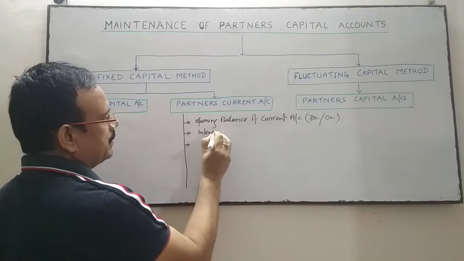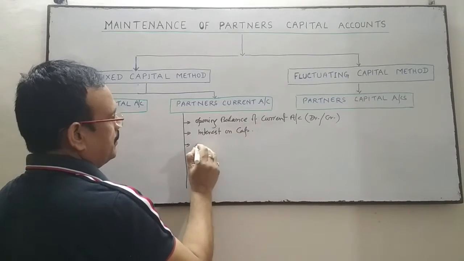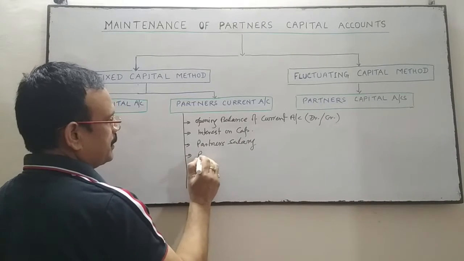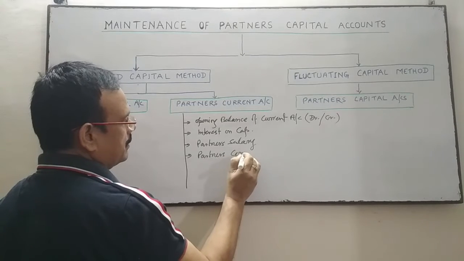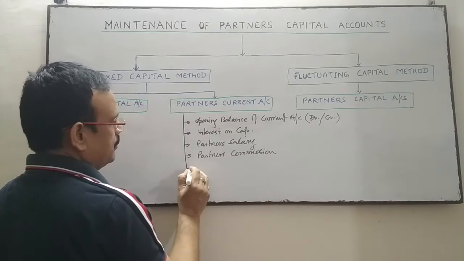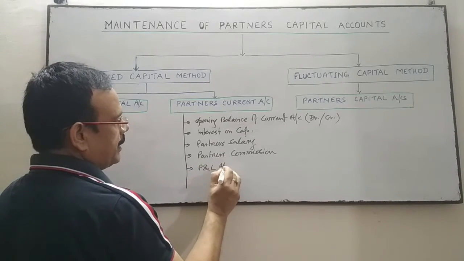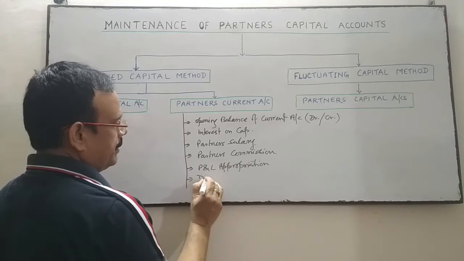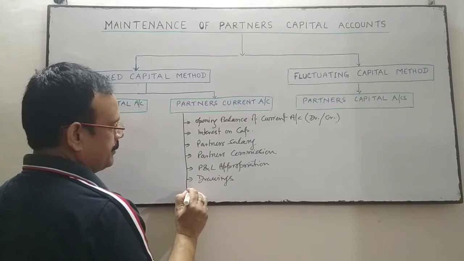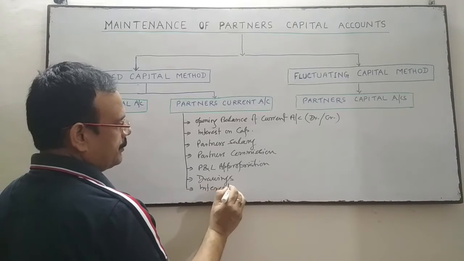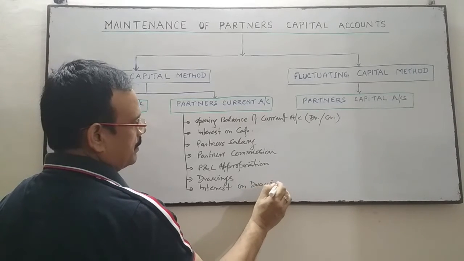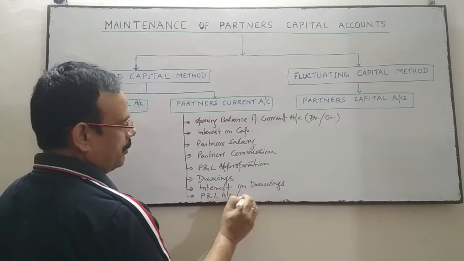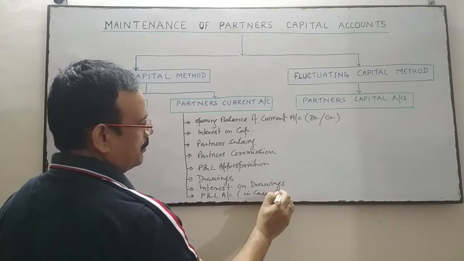Interest on capital, partners salary, partners commission, profit and loss appropriation account, drawings, interest on drawings, or it may be profit and loss account in case of loss.